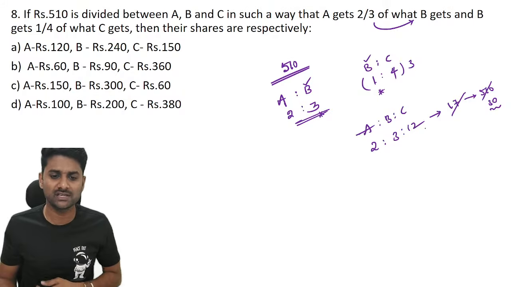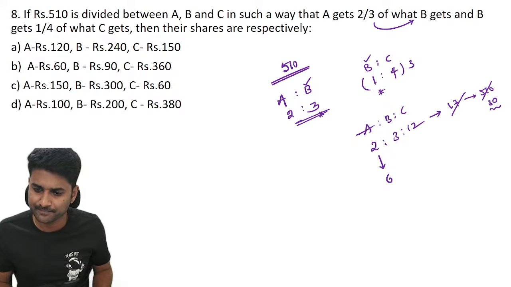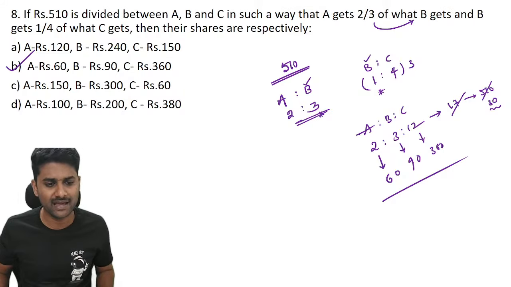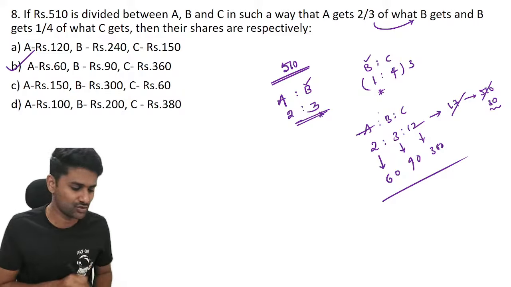Now the question: what are their shares? Here, A's share is 2 into 30, which is 60. B's share is 3 into 30, which is 90, and 12 into 30 is 360. So the total distribution of 510 is 60 rupees, 90 rupees and 360 rupees according to the ratio.